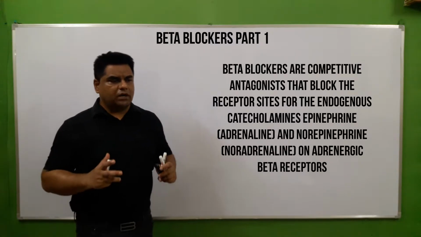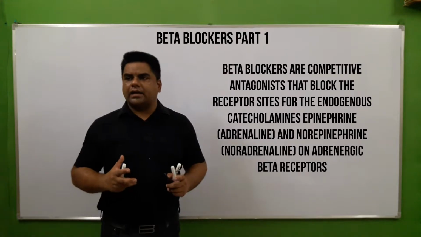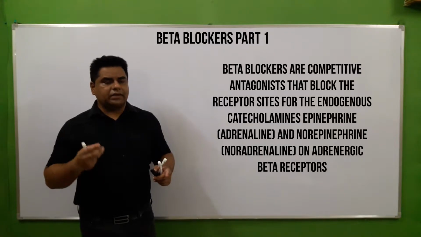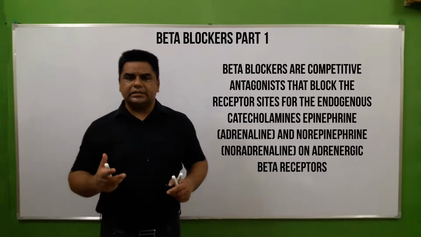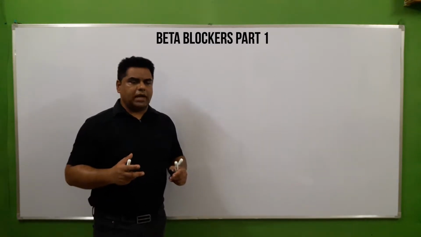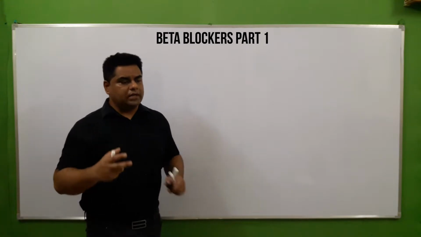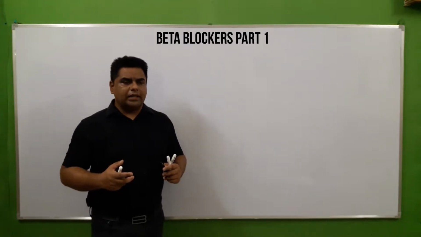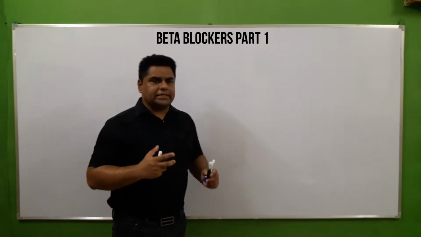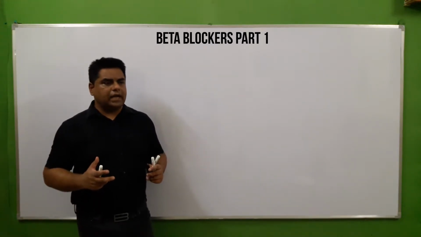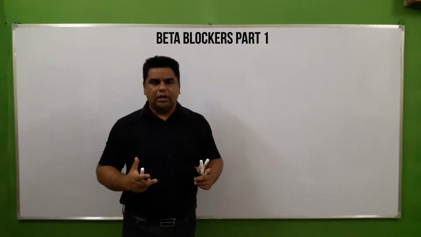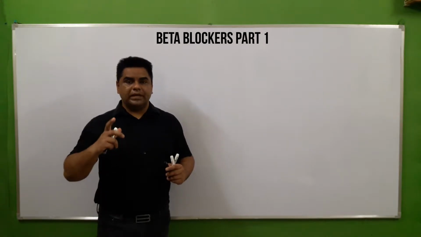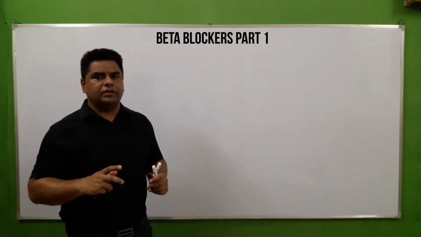Some of these beta blockers are selective. What do you understand by the word selective? Selective simply means that these beta blockers can block only specific beta 1 receptors, beta 2 receptors or beta 3 receptors, while some are non-selective and can act on beta 1, beta 2 or all of them, including, please note it down, alpha 1 receptors.